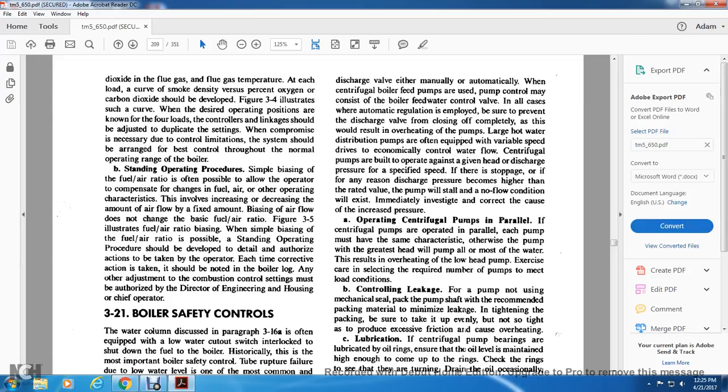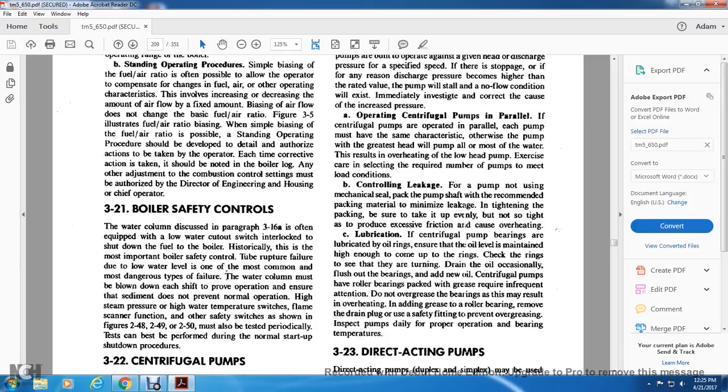Large hot water distribution pumps are equipped with variable speed drive to economically control water flow. The centrifugal pumps are built to operate against a given head of discharge pressure for the specified speed. If there's any reason for the discharge pressure to become higher than the rated value, the pump will stall and a no flow condition will exist. Immediately investigate and correct the cause of the increased pressure.